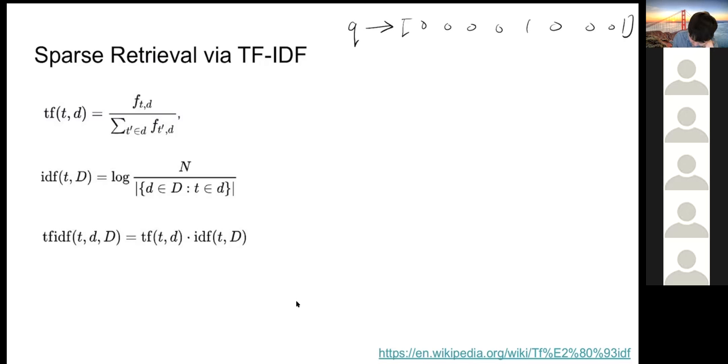This dimension corresponds to, for instance, whether the word Harry exists in the query, and this dimension corresponds to whether the word Ron exists in the query, etc. Of course, you will need one dimension for each word in the vocab. So if your vocab size is 10,000, then your vector will be 10,000 too. And it's very inefficient to store this vector as a dense vector, so you will need an efficient way of storing this.